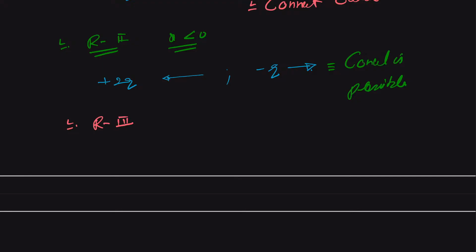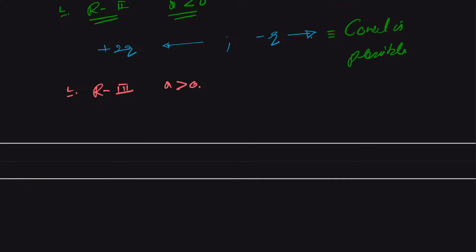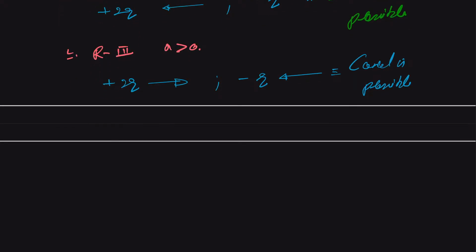And then we come to our region 3, which is for x greater than a. Once again we have our plus 2q, it points to the right, and from minus q it points towards the left. So we can say the cancellation is possible. So we have two regions where the electric field can cancel out each other, and that will be equal to 0. Let's discuss these regions one by one.